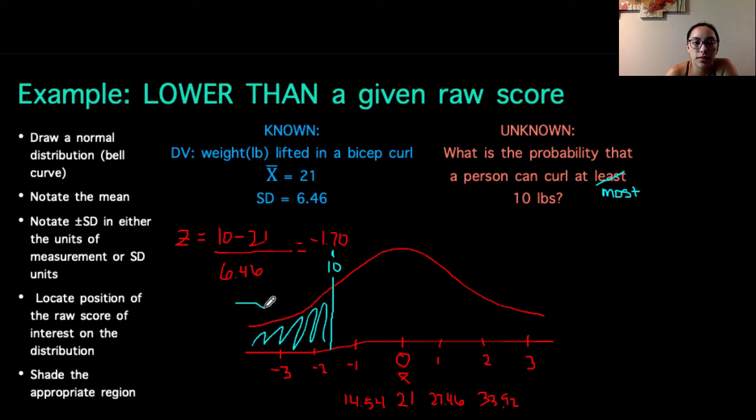And the z-table is going to give you the probability, or the area under the curve, to the left of this z-score. Okay? So if I asked you to construct a distribution, these would be the steps that you would use to do that, given that we're looking for something below a raw score of interest.